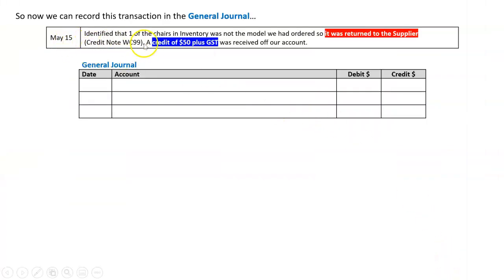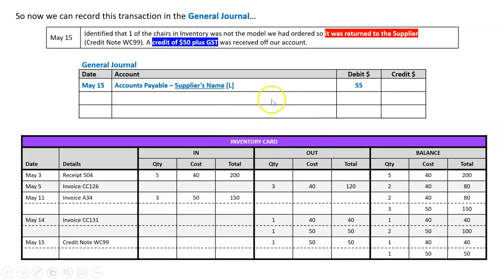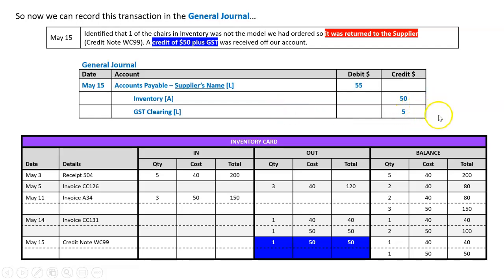So there's the transaction that happened. Here's our general journal. We do a debit to accounts payable. We put the supplier's name. We didn't have it for this question, but they gave us a credit of $50 plus GST. Their name would go there. What we didn't know was, what's the credit amount here? Well, that is the unit we return. That's an out. Outs make inventory go down, so that goes there. We'd also need to do a credit to GST clearing of $5 to offset the earlier debit we made at the time of the purchase.